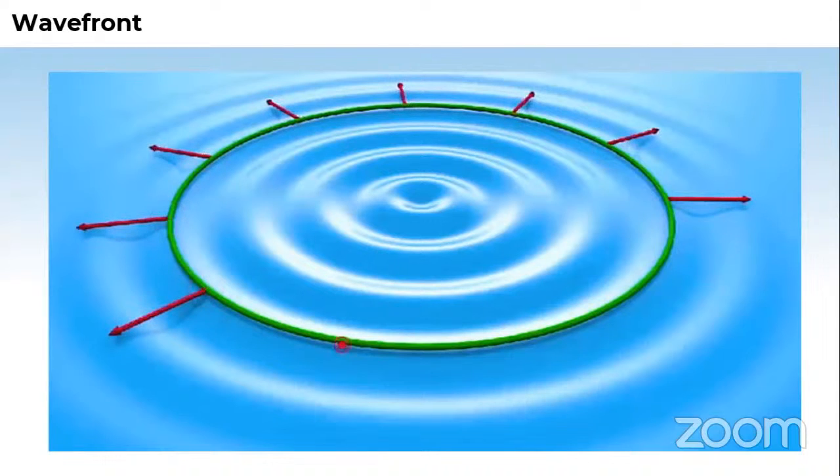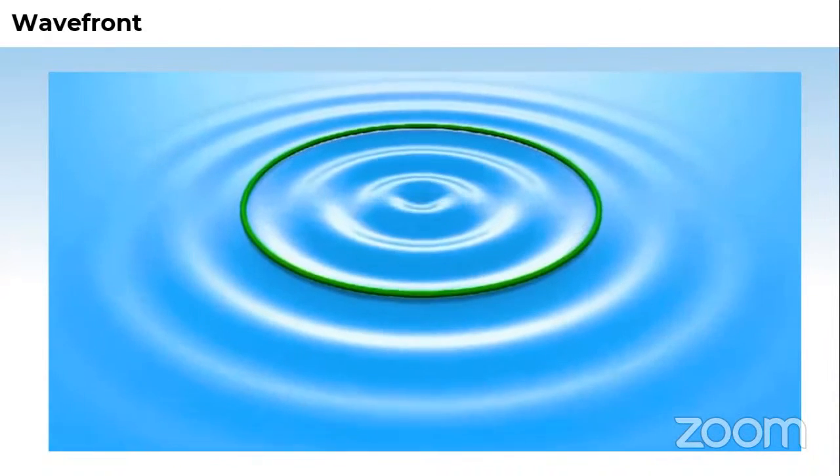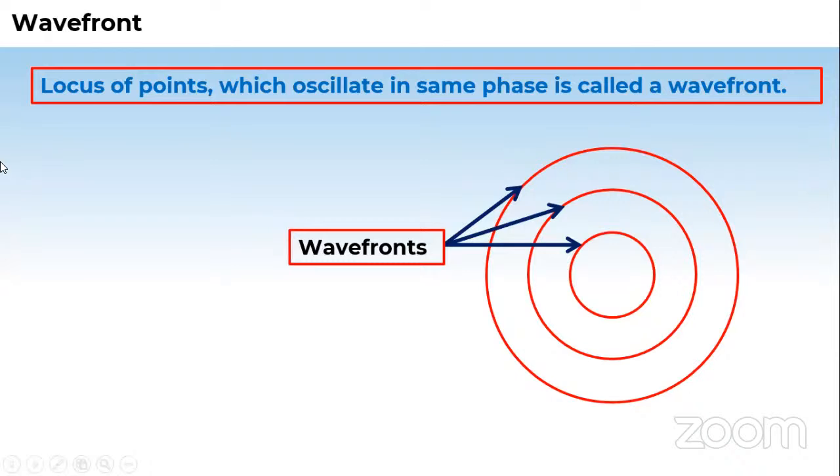This is known as what, students? This is known as wavefronts. Fine, have you written it? So we'll say locus of all the points. Students, don't make noise. The locus of all the points which oscillate in the same phase is called a wavefront. So these are the wavefronts. These are all concentric, with radius R1, radius R2, radius R3.